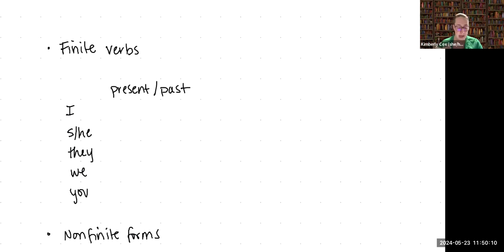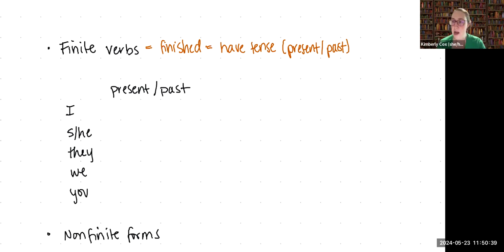forms of verbs. And you can think about finite verbs as finished verb forms. What that means is that they have a tense, which is always going to be present or past. Those are the only tenses that we have in English, and we'll talk more about this a little bit later. But that also means that they need a grammatical subject, okay?